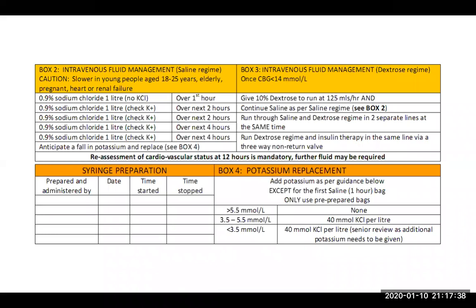Actually, yes, in Dr. Khalid's final exam, there are a lot of questions in DKA and in hyperosmolar hyperglycemic state. Yes.